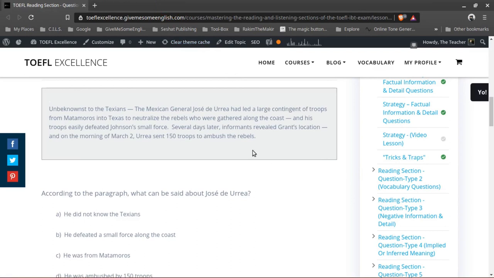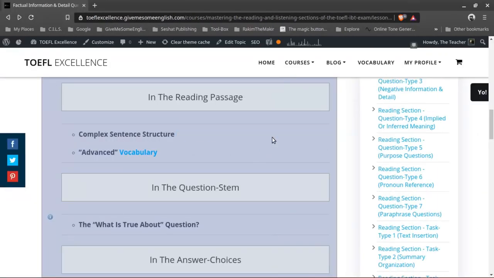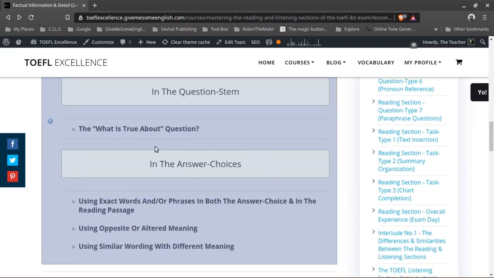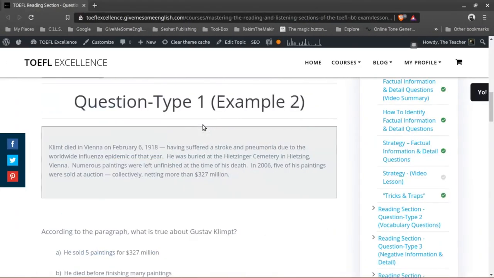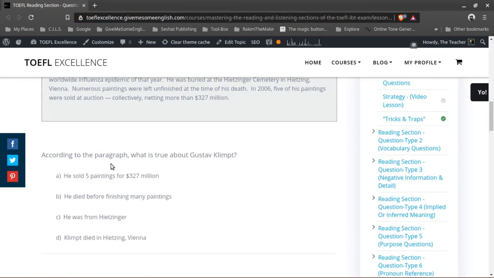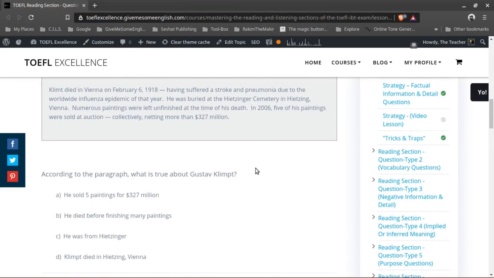Now, let's go back to the reason for this video, though. So, the question stem. Now we're getting into one of the tricks, which also leads to a master skill that you'll learn in the next lesson. The "what is true about" question. You'll probably remember that from the previous video. According to the paragraph, what is true about Gustav Klimt? And what do we remember about that? Is that when we have a question that says "what is true about," it's a little bit more difficult to find the location of the answer.